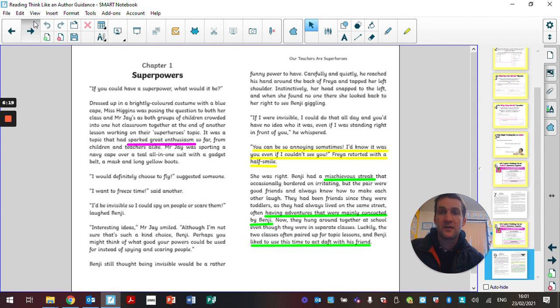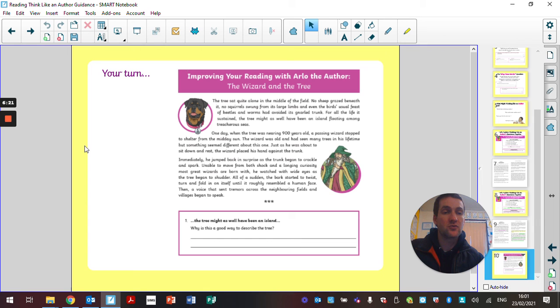Excellent, children. There's one last thing you should do. Now it's your turn to have a go, and the text that you're reading, which is a PDF file, is The Wizard and the Tree. Read the text and then answer the questions following it, and the answers will be at the bottom of the page. As ever, if you want to rewatch a video for further support, please do, and have a real good go at it. Next time we do some reading, we'll be doing it as a whole class, which will be fantastic.